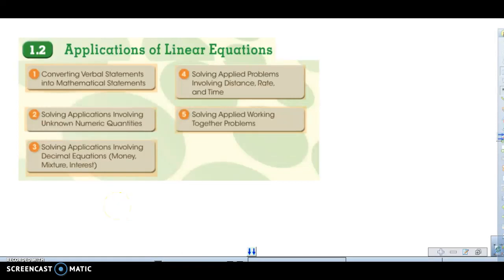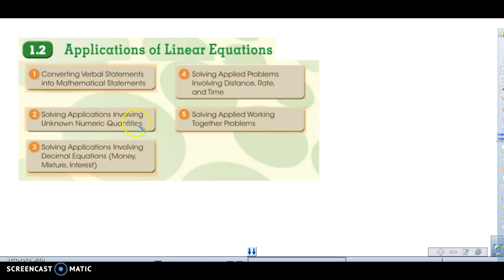Hello, today we're going to cover section 1.2, Applications of Linear Equations. In this section, we're going to first start by trying to identify each of the different word problems. Here are some of the different types that we're going to look over today.